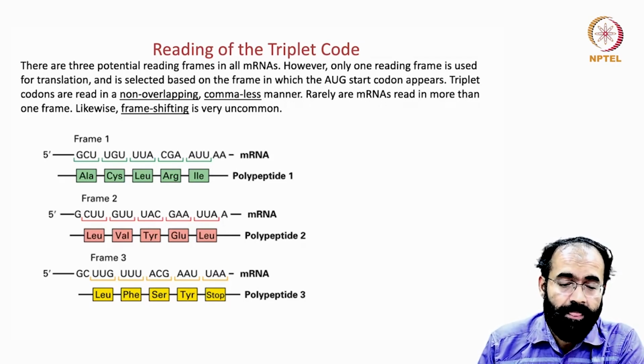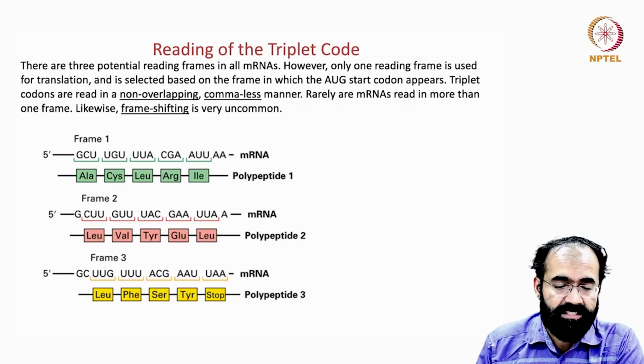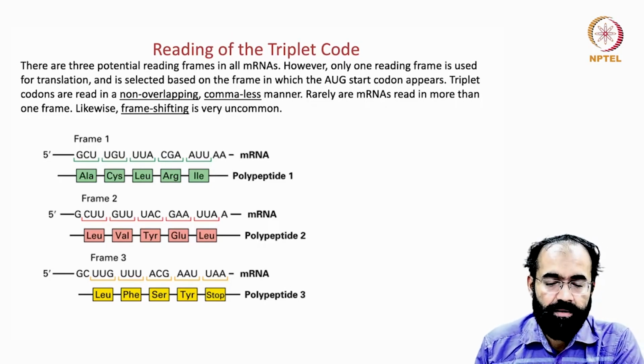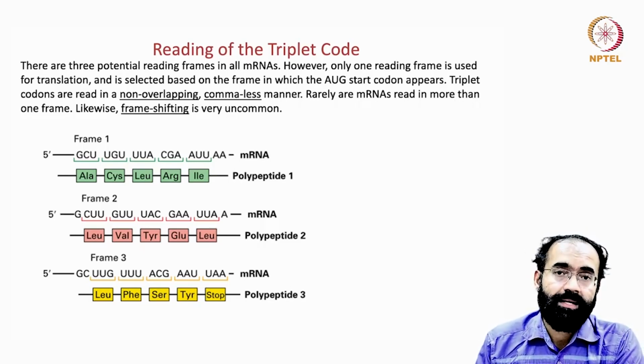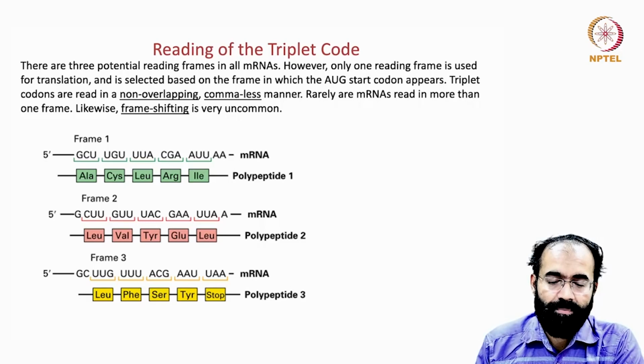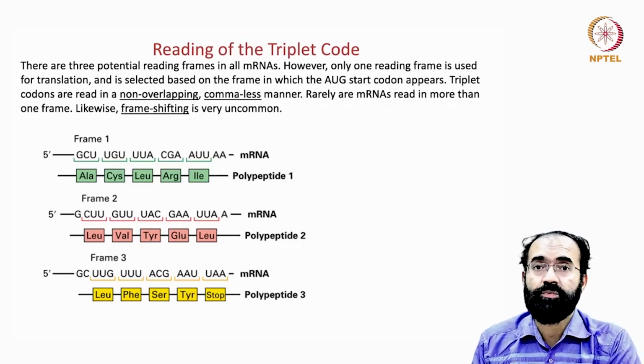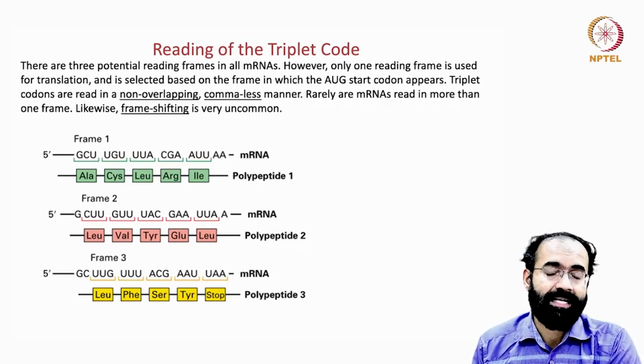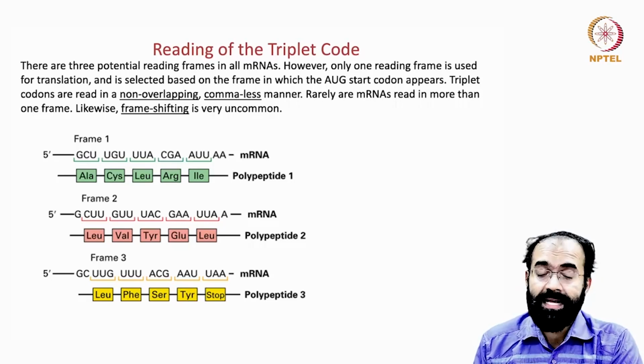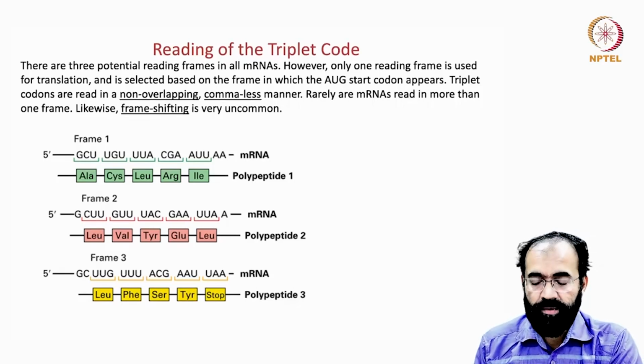And what is the other frame? It is skipping 2 bases. Like this is GCU, G and C are skipped here, so UUG is taken. So UUG, UUU, ACG, AAU, UAA, like that it is continuing. So we can say each frame has the potential to give a polypeptide: polypeptide 1, polypeptide 2, polypeptide 3. But in reality, only the right one is going to complete a substantial stretch of amino acids. The other frames often end up in a quick stop codon or a very frequent stop codon.